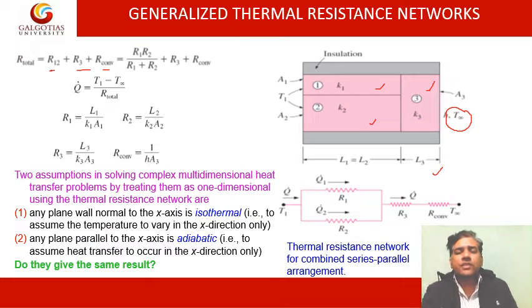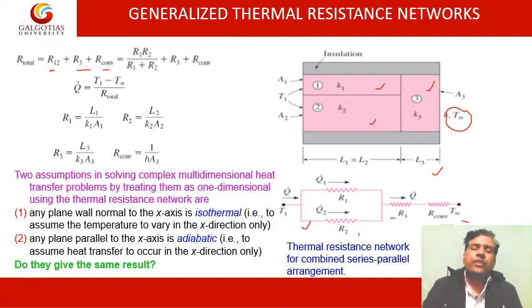So this whole system can be replaced by this circuit. As you can see, R1 and R2 are in parallel, then R3 will be in series with this circuit, then this is R convection, and this end is maintained at the ambient temperature T infinity. So this is the thermal resistance network for the combination of series and parallel network.